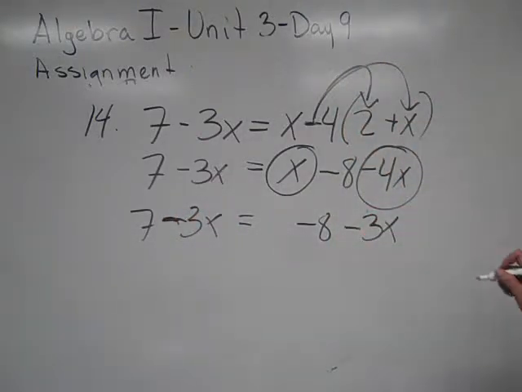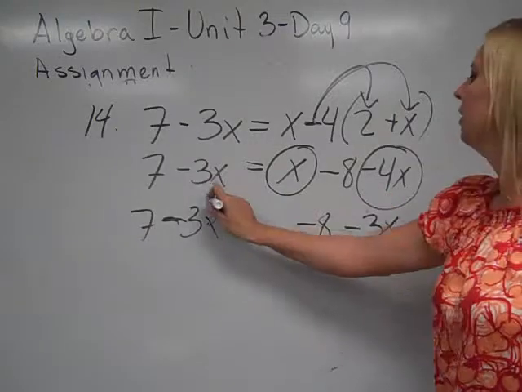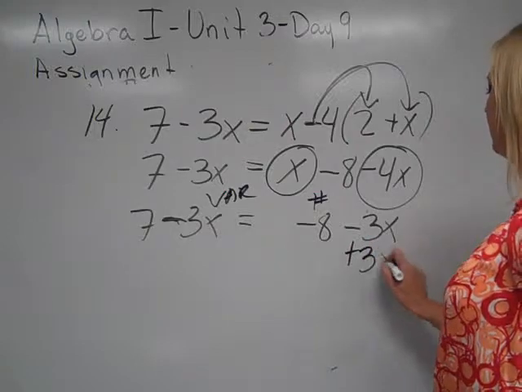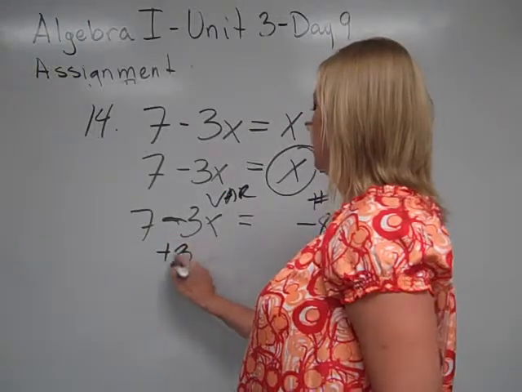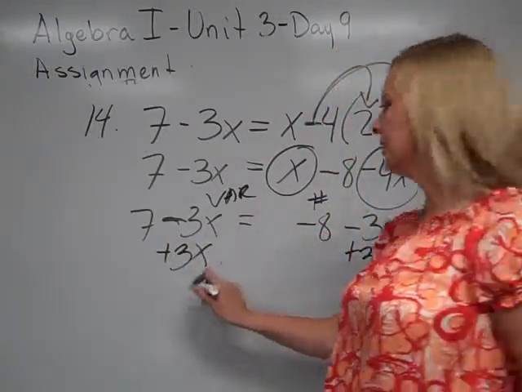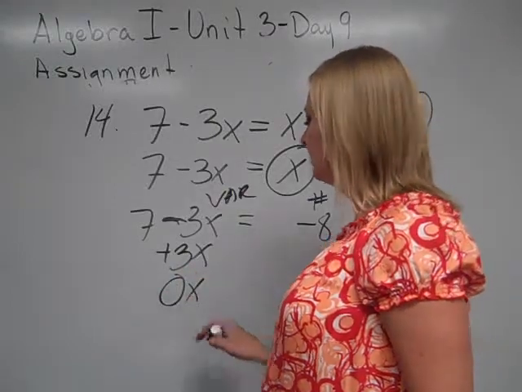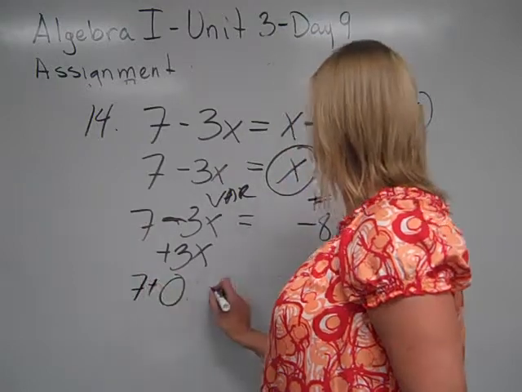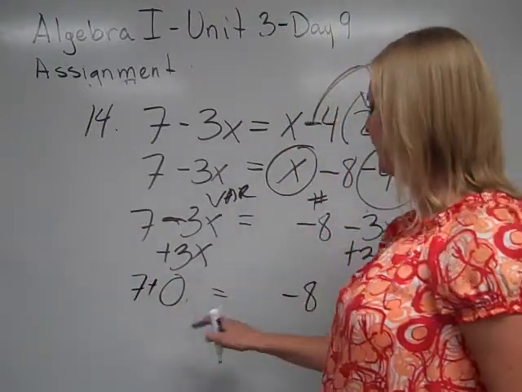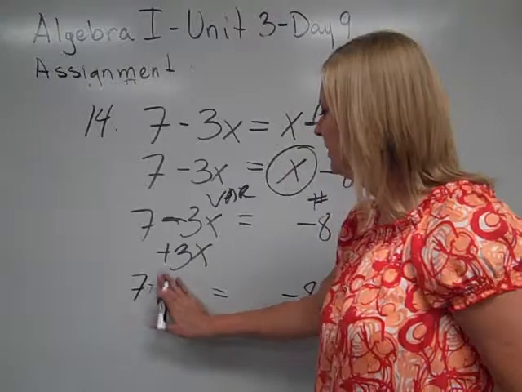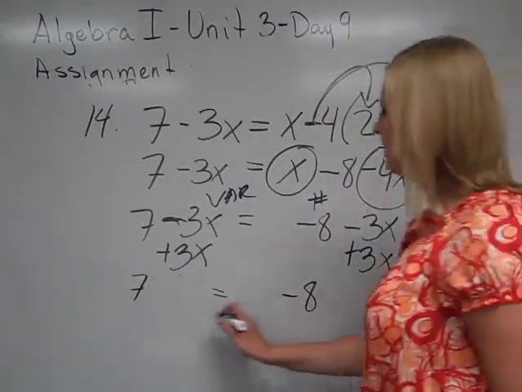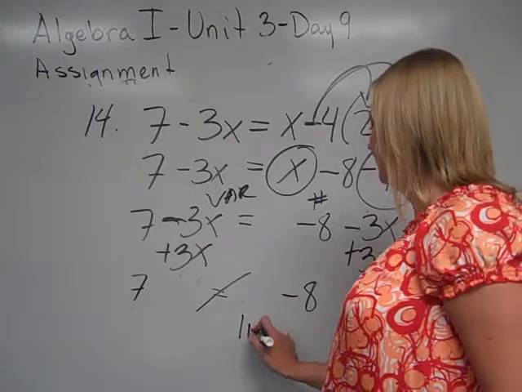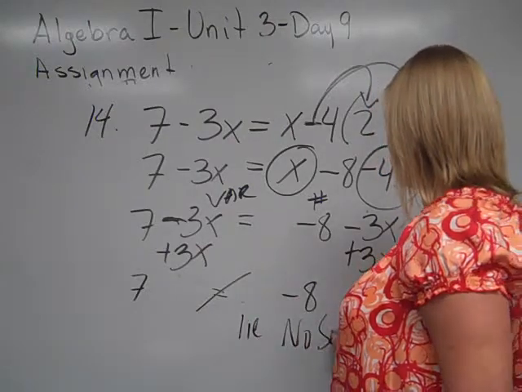Ready to get all of our variables here and all of our numbers there. Add 3x to both sides. Negative 3x, positive 3x is 0 x's. 0 times anything is just 0. Seven plus 0 is 7. 7 is never equal to negative 8. It's a lie. Therefore, we have no solution.